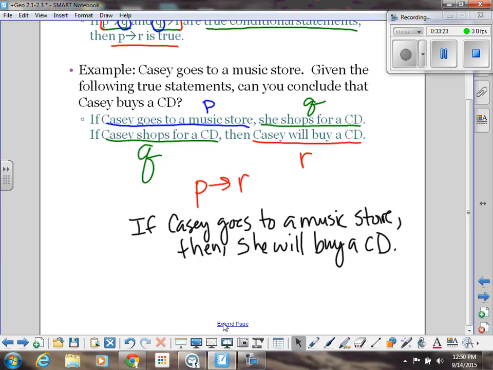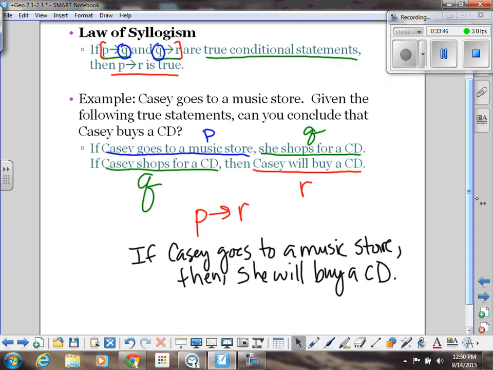Now, they're telling us this is true. I know this seems really odd, and we probably don't know people that are this compulsive, right? But this is Casey. She always does this. Anytime she goes to a music store, she shops. And anytime she shops, she buys. So we know if she goes into a music store, she will be buying. So, going back to this original question, it says, Casey goes to a music store. Given these statements, can you conclude that she's going to buy? Yeah, because now we have this true conditional statement, and we have the hypothesis happening, right? So we know that conclusion must happen. So this is a combination of both law of detachment and law of syllogism.